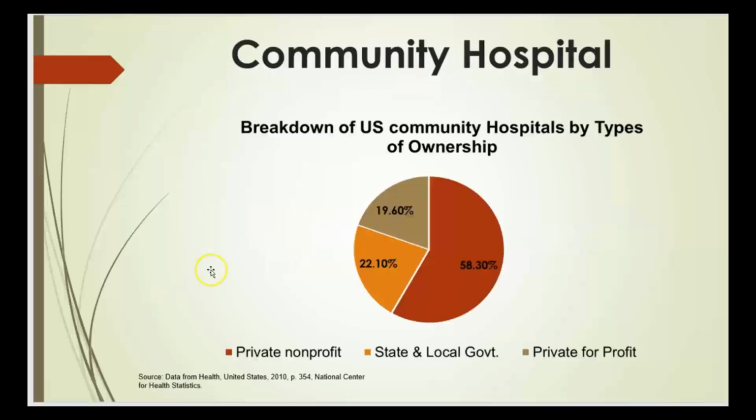So here is a pie graph with a breakdown of U.S. community hospitals by type of ownership. We have private nonprofit at around 58.3%, state and local government at around 22.1%, and then private for-profit at about 19.6%. And these rates are from 2010 from the National Center for Health Statistics.